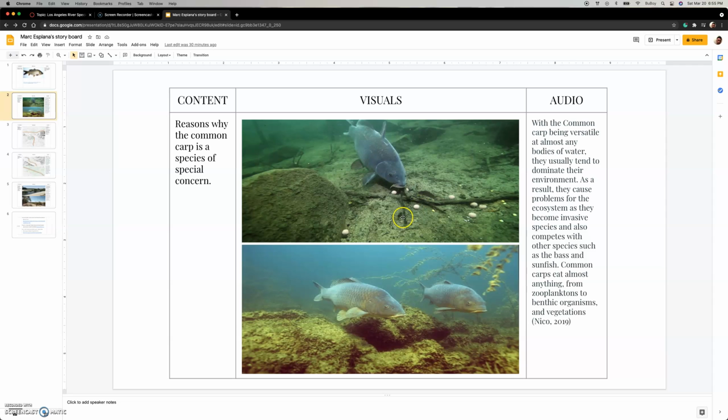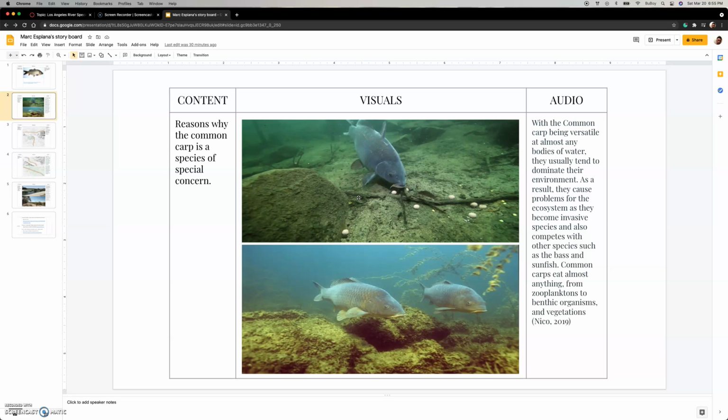With the common carp being versatile in almost any bodies of water, they usually tend to dominate their environment. As a result, they cause problems for the ecosystem as they become invasive species and also compete with other species such as the bass and sunfish.